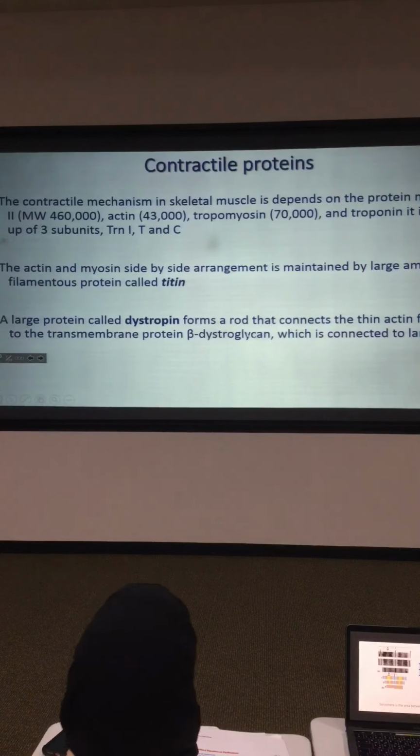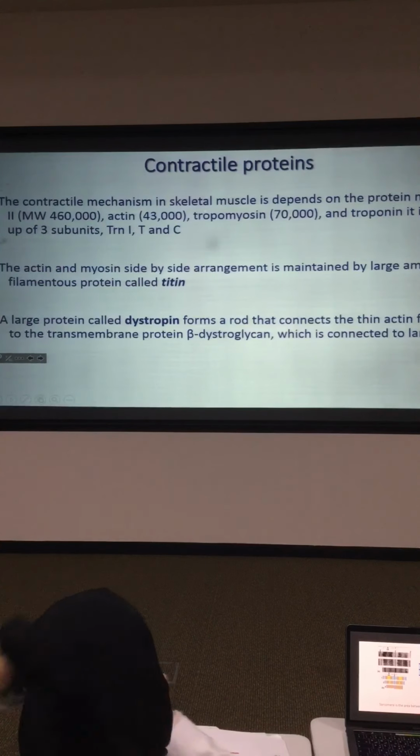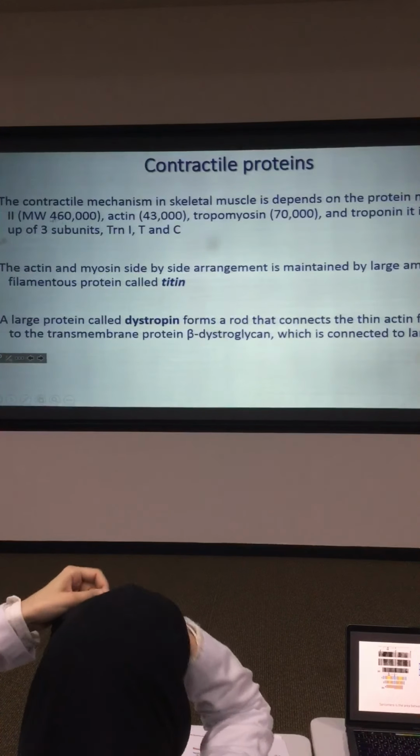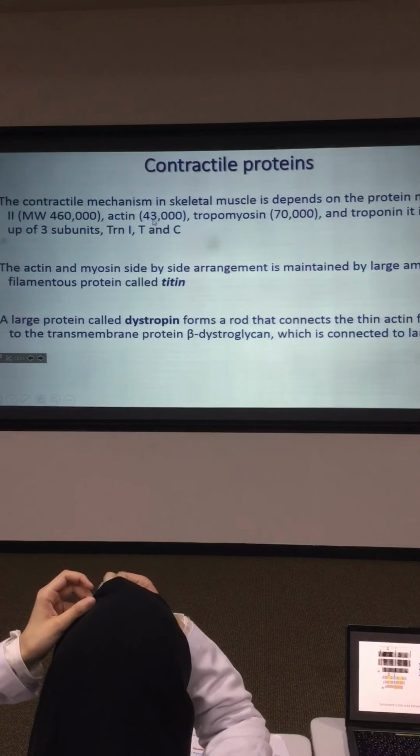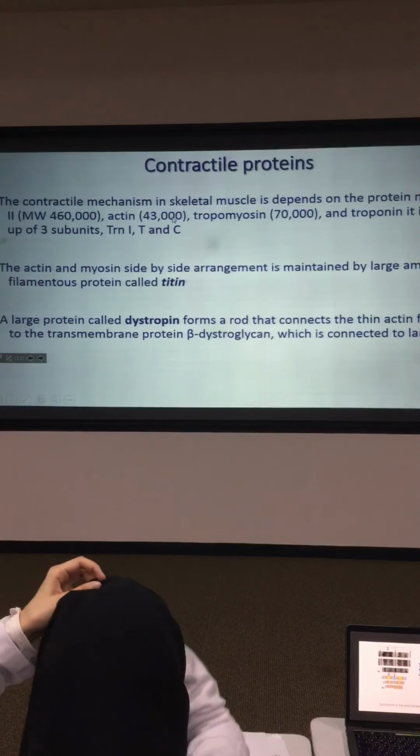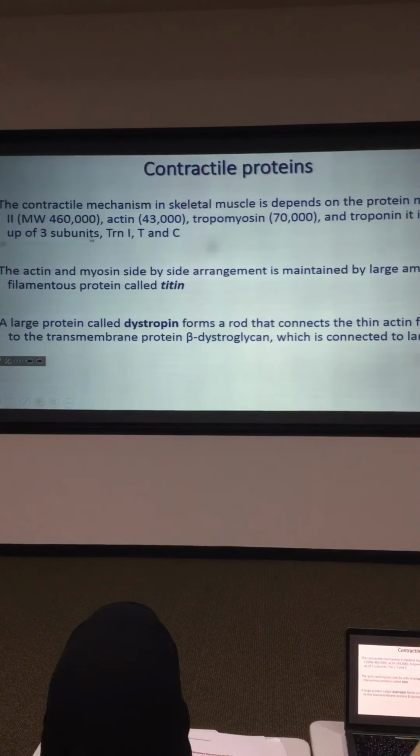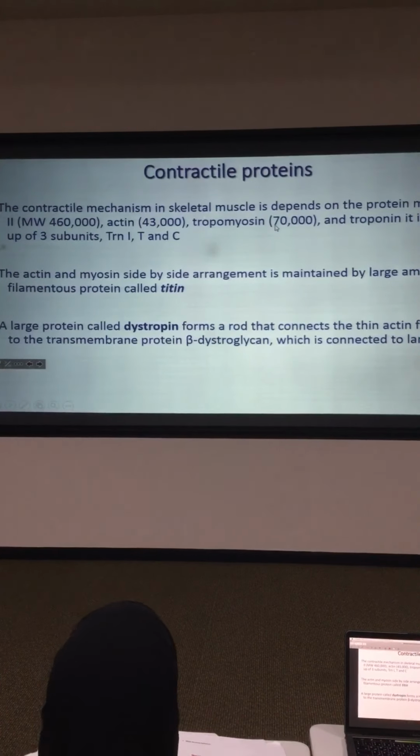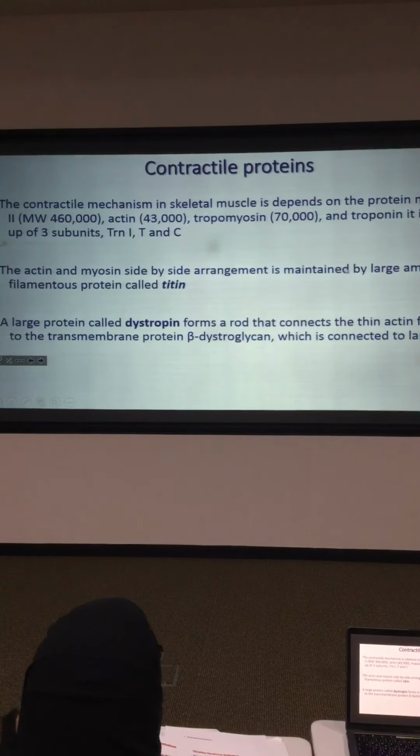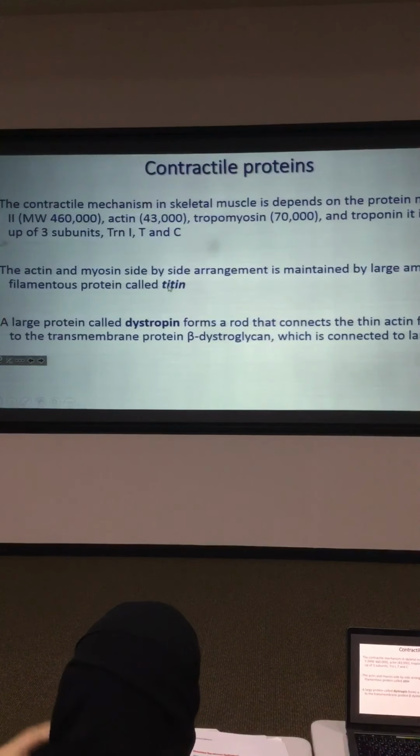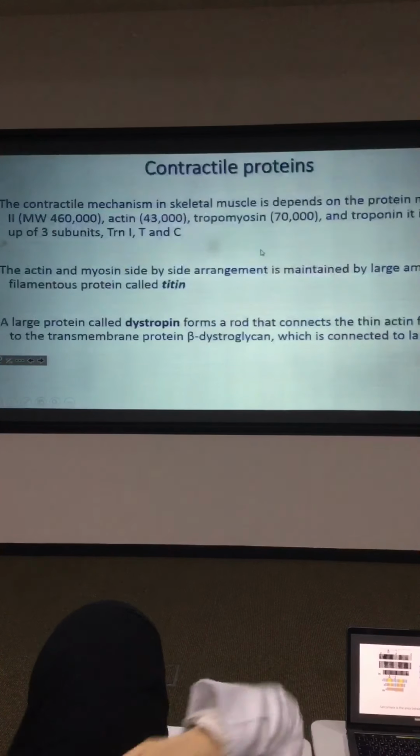Apart from that, now look at the contractile proteins. Myosin is a heavy protein with a molecular weight somewhere around 460. Actins are light proteins, with a molecular weight 10 times lesser than myosin. You have tropomyosin, which is about 70 kilodalton, and you have troponin, which are very small proteins. The actin and myosin side-by-side arrangement maintains a large amount of filamentous protein called titin. Now look at this titin. The titin is the one which keeps myosin in place.